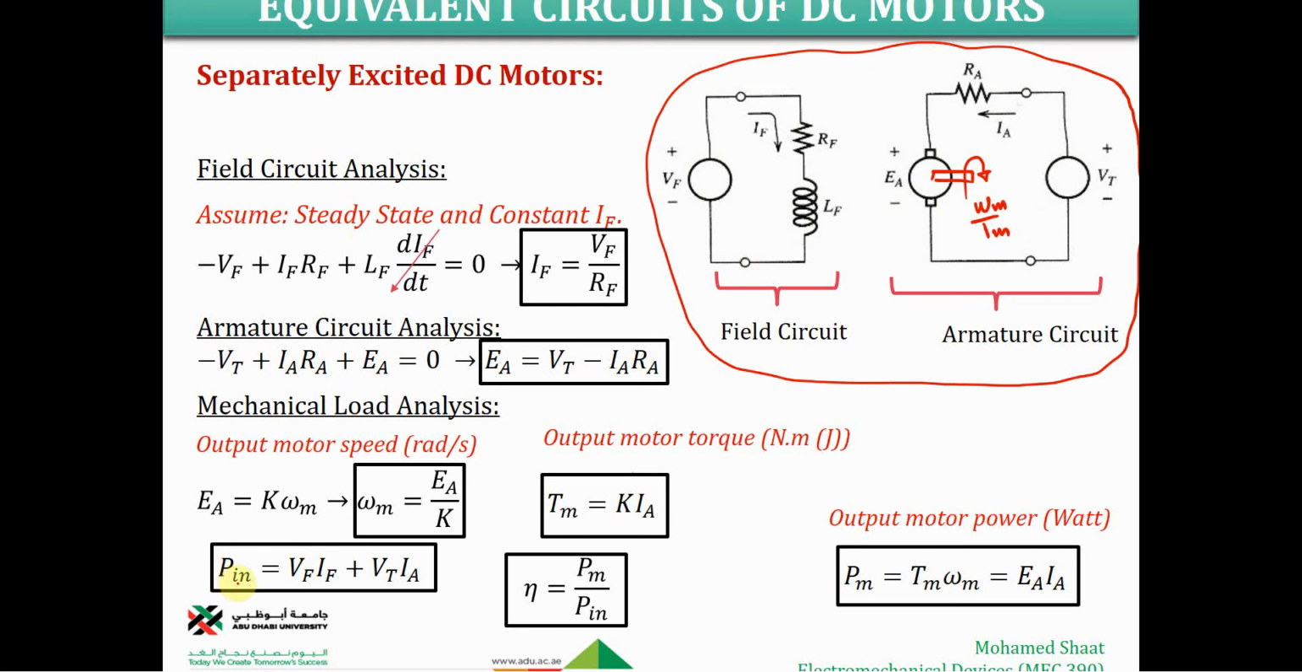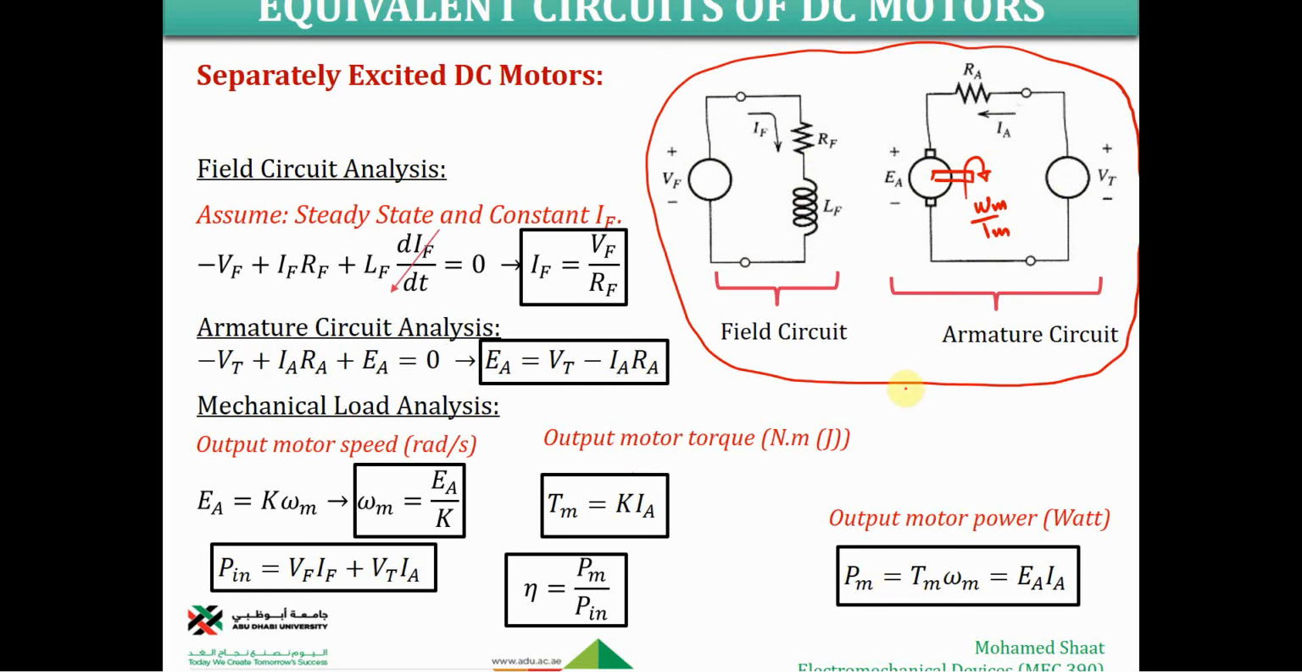So the P input, this is the input electrical power. It's going to be the voltage VF times IF plus the VT times IA. Why plus? Two inputs, because we do have two batteries. We do have two inputs here in this configuration. Make sense? How about the output power?